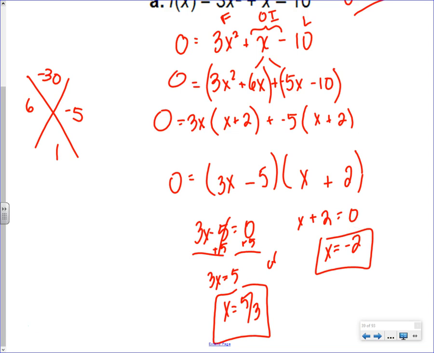How many of you guys have done grouping in the past? Why are you so quiet? What makes this one hard? There's a 3 in front. Because normally you just look here and say 1 and 10 and 2 and 5, and I was able to do that because I did my 3x and x and I had to FOIL and check.